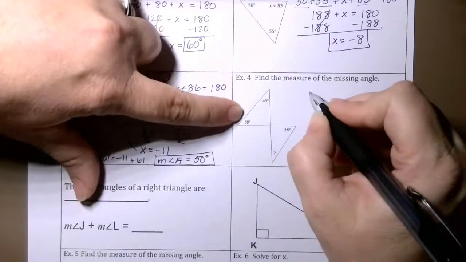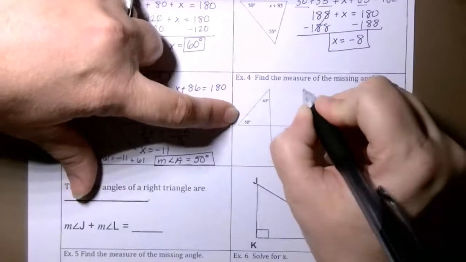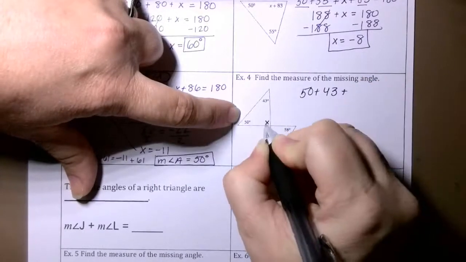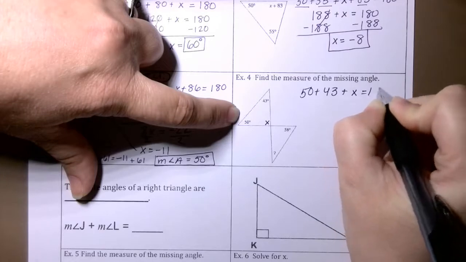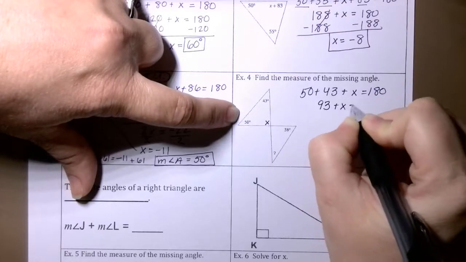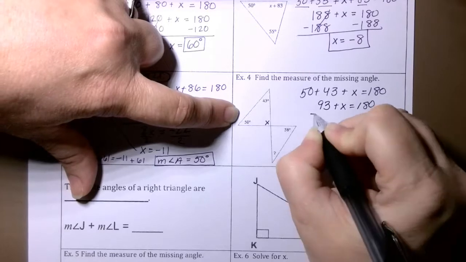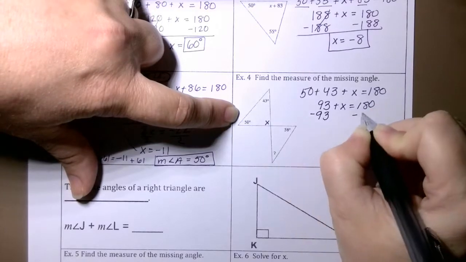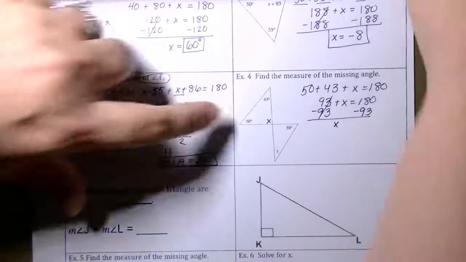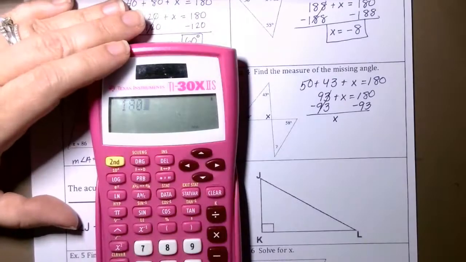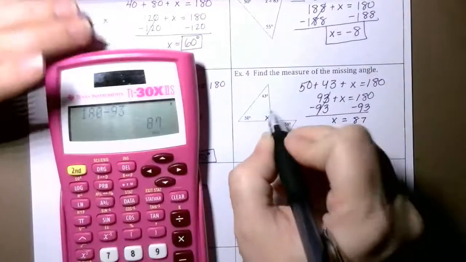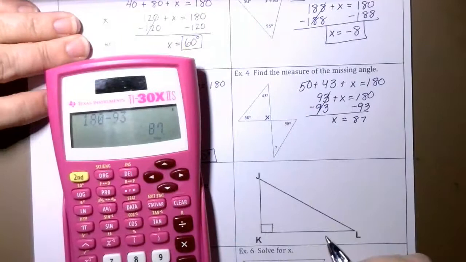180 minus 43 minus 50, right? Or in other words, 50 plus 43 plus, let's call this X, equals 180. So that's what, 93 plus x equals 180. If I subtract 93, what's 180 minus 93? 87. 180 minus 93 is 87. So this angle right here is 87 degrees.